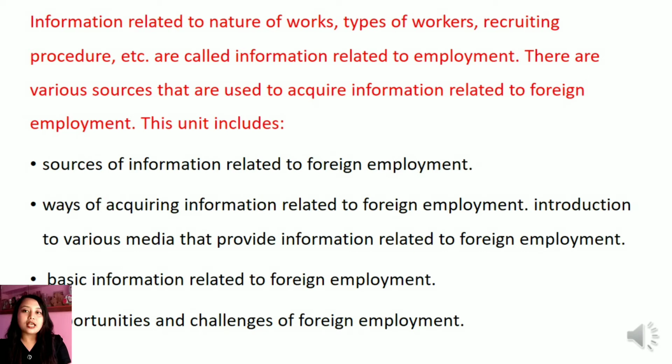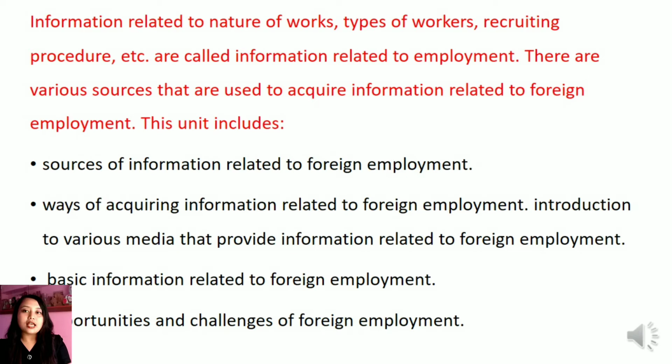That is the medium through which we get the information of the vacancy posted by any employment providers. Okay, and the basic information related to foreign employment, as well as the opportunities and challenges of foreign employment. Now, only getting the job is not okay. After getting the job, what is your role, what is your actual job to do, and what are your opportunities there?